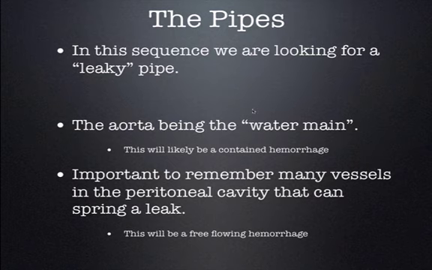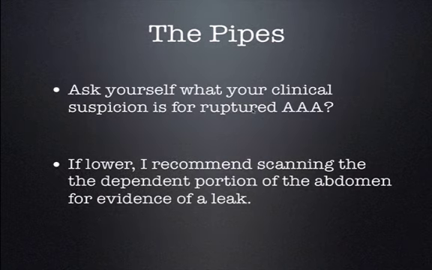If you have a ruptured aorta, this is likely going to be a contained hemorrhage. So this will be a retroperitoneal hemorrhage. Most of the time, you're not going to be able to find free fluid in a person with a ruptured AAA. However, if you have a person who has a ruptured ectopic pregnancy, there's a good likelihood that you would be able to find free peritoneal fluid. So really, it comes down to your clinical gestalt.